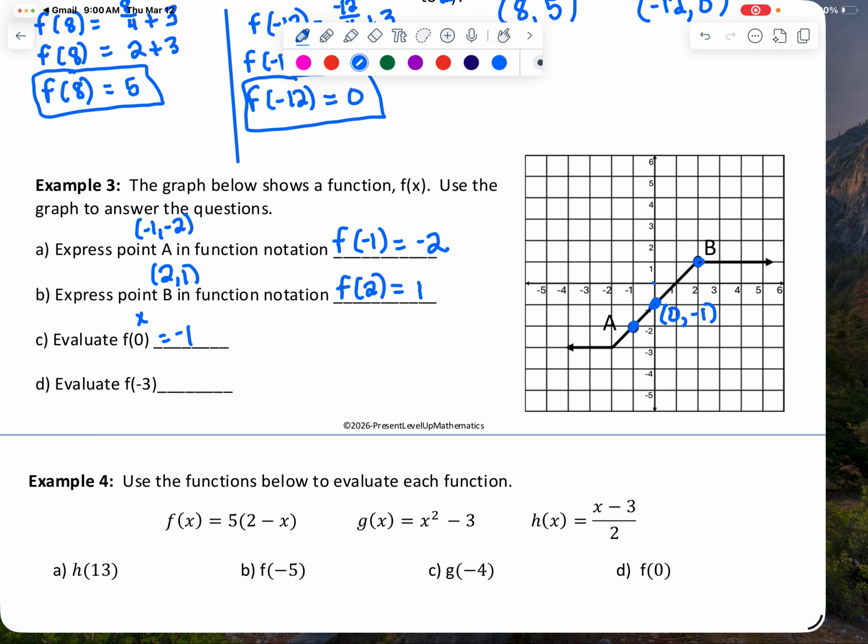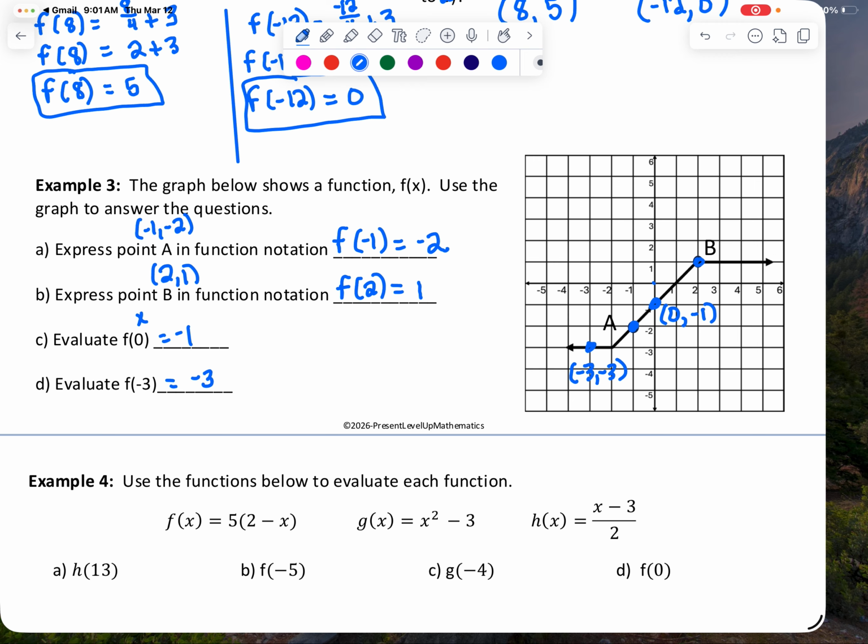All right, evaluate f of negative 3. So if I go to the left 3, I want to know how many would I go up or down. So go left 3, 1, 2, 3, and then I would have to travel down 1, 2, 3. So this is the point negative 3, negative 3. So f of negative 3 is equal to negative 3.